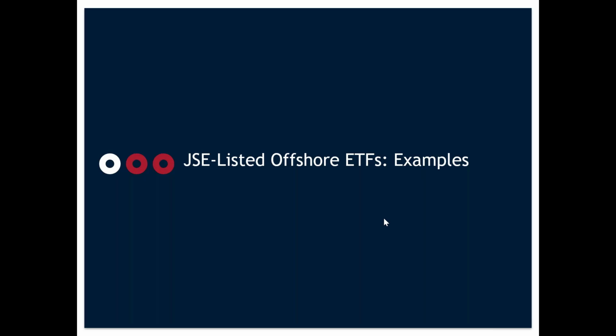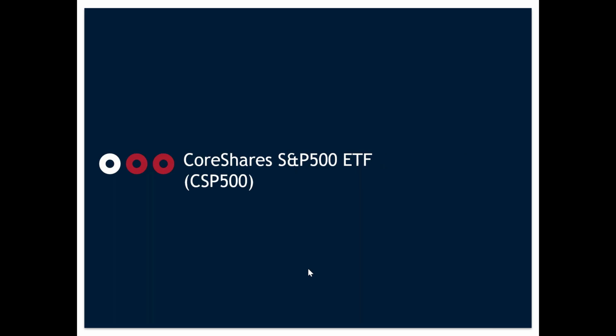Now to talk about some examples of the specific ETFs that you can use that are on the JSE. I work for CoreShares, so obviously I'm going to talk about examples from the CoreShares range, but there are really many more, and we're very fortunate to be getting more and more choice in South Africa. So let's start with the S&P 500 ETF. Our share code is CSP 500.